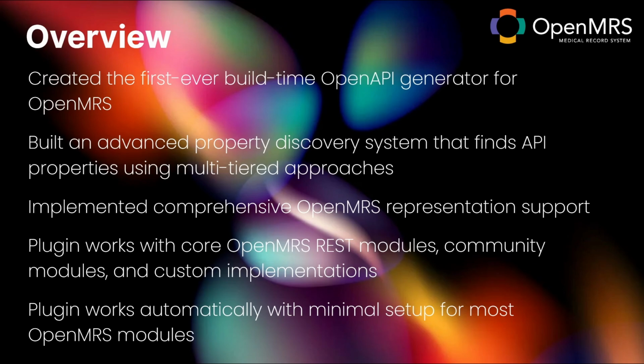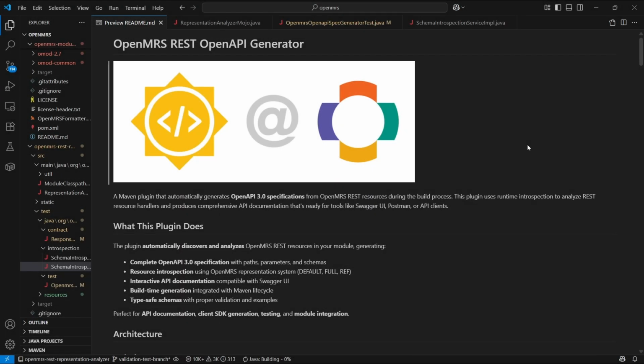The plugin works universally across any OpenMRS module with zero configuration. Just run Maven and get perfect API documentation that's always synchronized with your code. It supports all kinds of OpenMRS representation types: ref, default, full and custom, automatically. So let me show you with a demo. Let me show you all the components of my project and run a small demo.